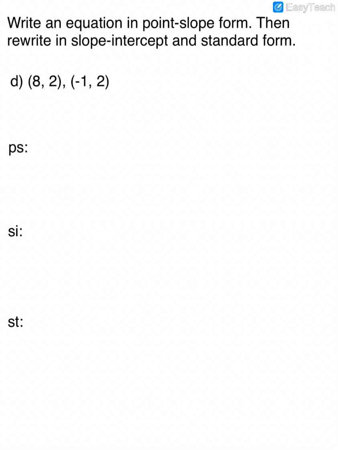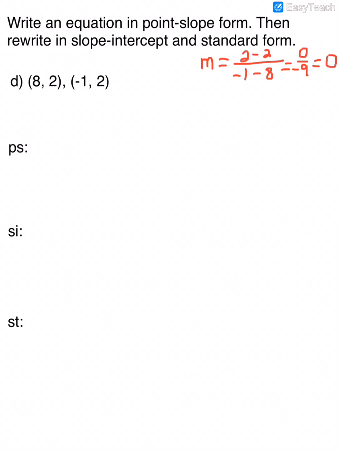Okay, last one. Again, they've given us 2 points. So the first thing we have to do is find the slope of the line. Okay, so for the slope, it's y2 minus y1 over x2 minus x1. Okay, so my y's are both 2. So it would be 2 minus 2 over my x's, which would be -1 minus 8. Well, 2 minus 2 is 0, and that would be over -9, but 0 over anything is 0.